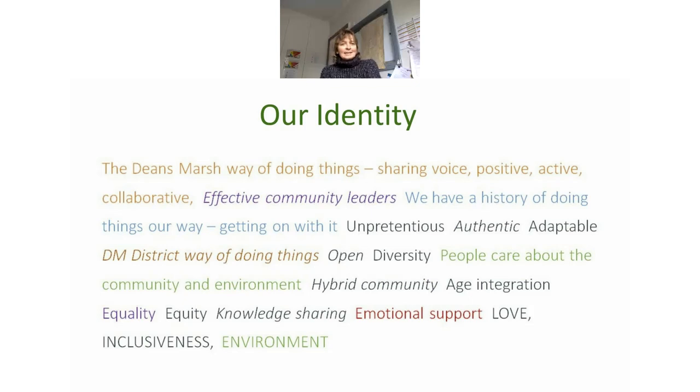Now, our identity, the Deans Marsh way of doing things. Deans Marsh is really proud of its identity and that we do things in a different way. Every little community is going to be unique, and never underestimate the power of your uniqueness. The other things I love about this are the words emotional support, love, inclusiveness and environment, and being open. One of the primary things I think about any of these asset-based community development approaches is to be authentic and don't worry about doing it right. Just have a go. Jump off the cliff and you'll get your wings on your way with it.